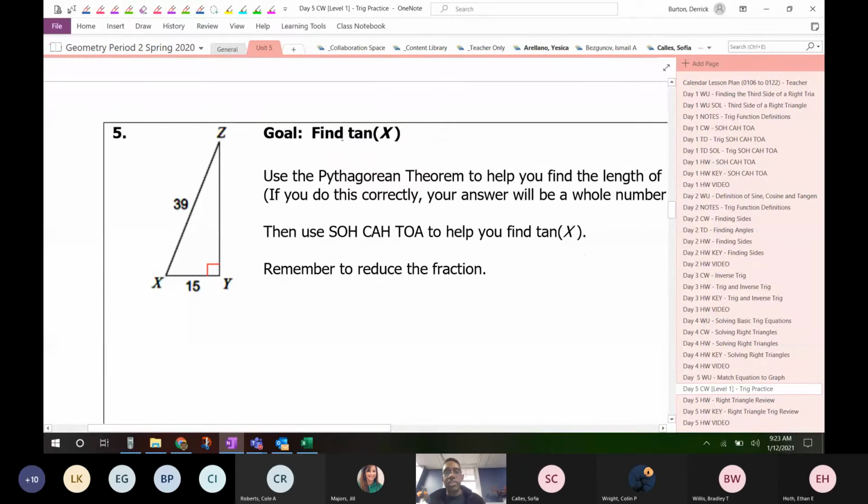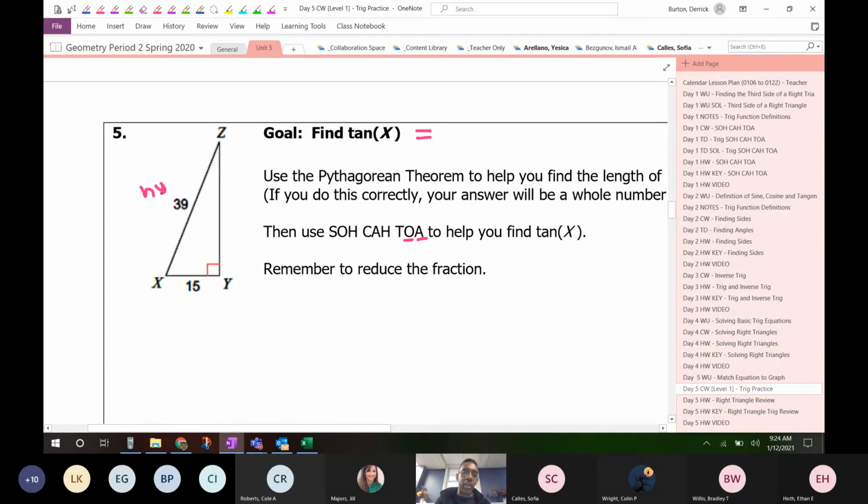We are finding the tangent of angle x. All right, we're not finding angle x, by the way. We are not solving for this angle right here. All they want is the tangent of x. Okay, so look, in order to find the tangent, here we have SOHCAHTOA. So tangent is opposite over adjacent.